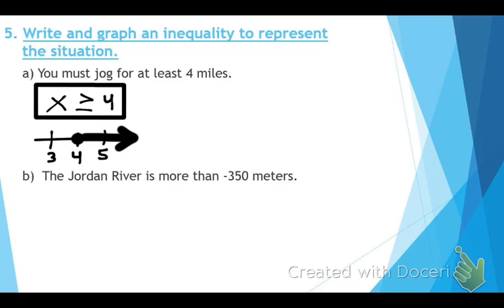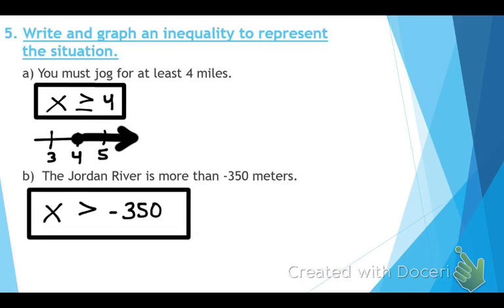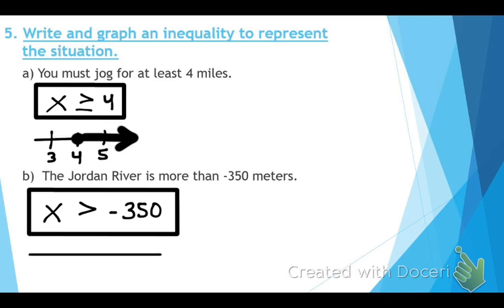All right, William, what'd you come up with? The Jordan River is more than -350 meters. I put x more than -350. Then I had the number line. It was -350, -351, -349. I had an open circle and it went to the right.